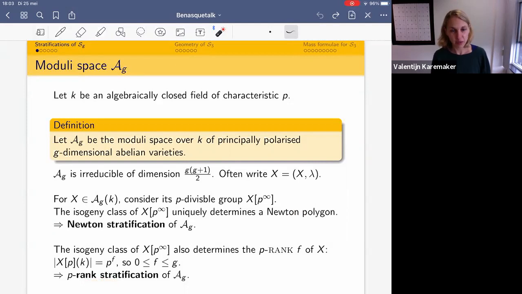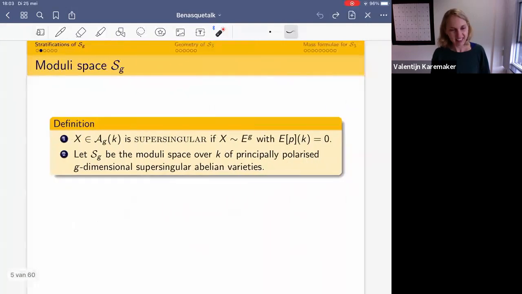Okay, but we're not really interested in all abelian varieties. We care about the supersingular ones in this talk, at least. So let me define what those are. Say an abelian variety is supersingular if it is isogenous, same notion as before, to a product E^g of some supersingular elliptic curve. That means that this elliptic curve has no p-torsion. And we let S_g then denote the moduli space of such things, so of principally polarized g-dimensional supersingular abelian varieties.